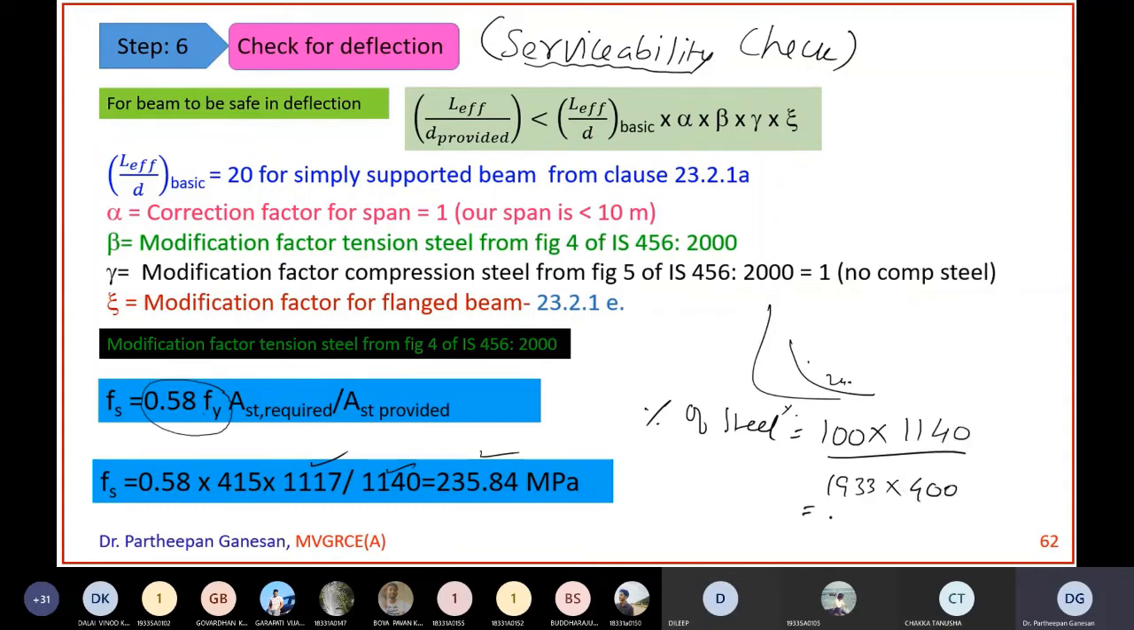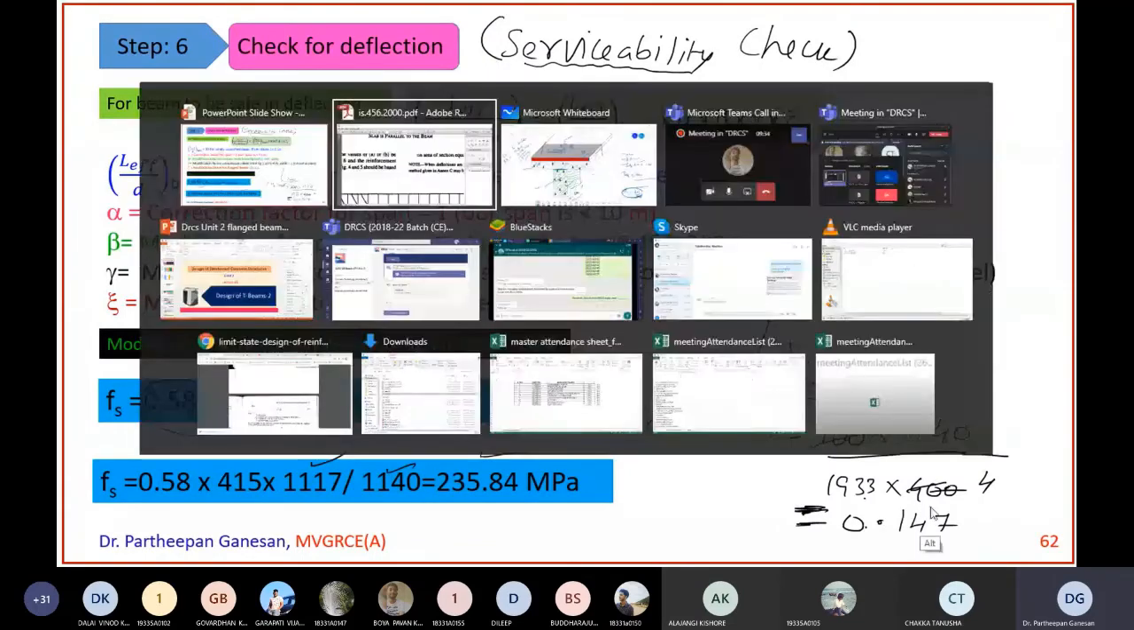One of you please quickly calculate and let me know. This 400 will become 4. So 1140 divided by 1933 into 4, how much percentage of steel? 0.147. Is this correct? Okay. So now I will show you the graph.